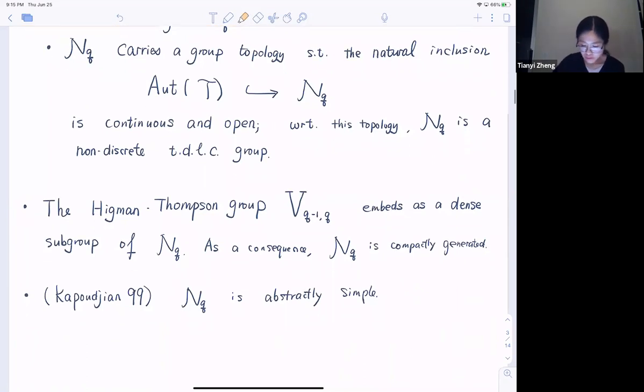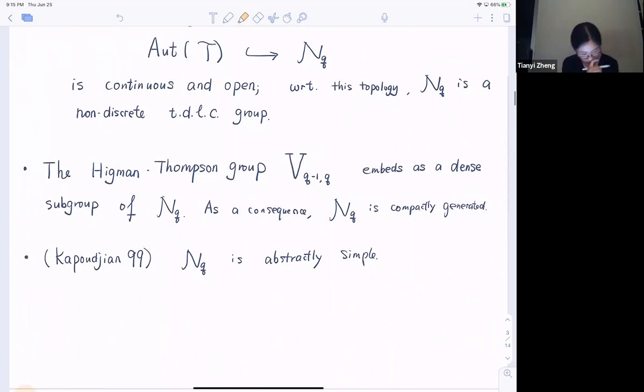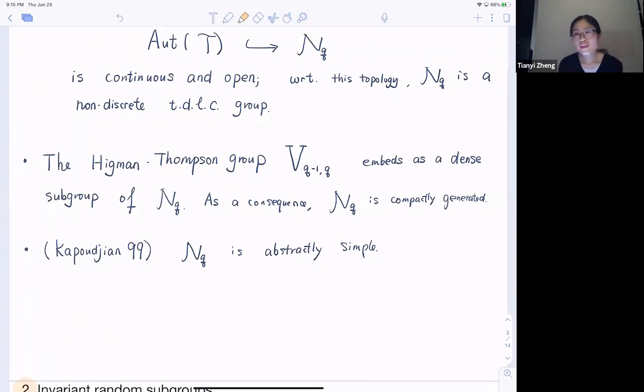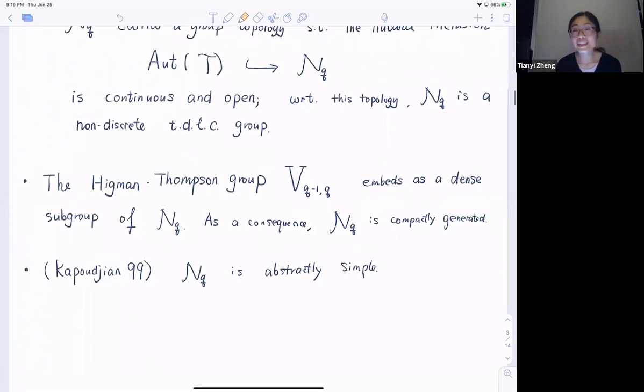We will use these things. And then it's a result of Kapoudjian back in '99 that N_Q is abstractly simple, meaning that it has no non-trivial normal subgroups. The statement that N_Q has no non-trivial invariant random subgroups is also, at least as I understand it, some kind of simplicity in the sense of measurable dynamics. We'll get to that later. This whole talk evolves around simplicity. Any questions so far? Is everyone familiar with this group?